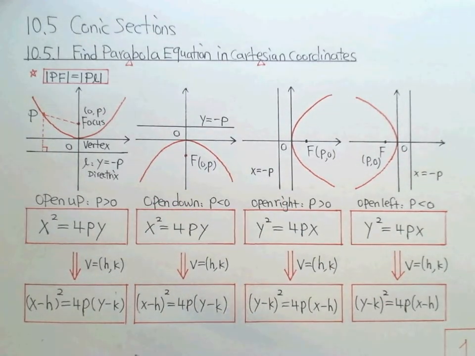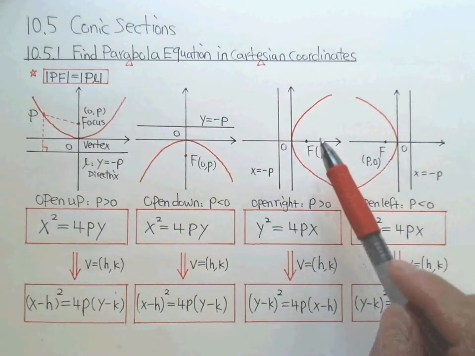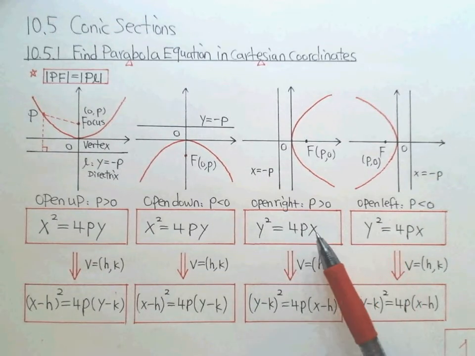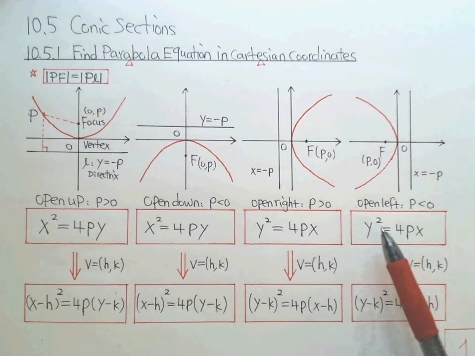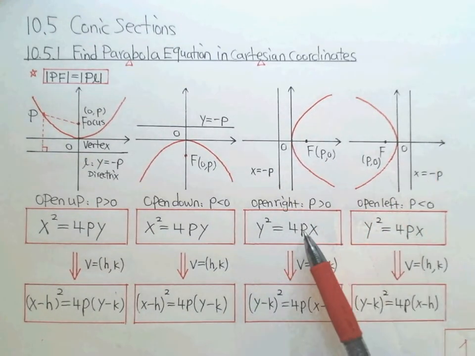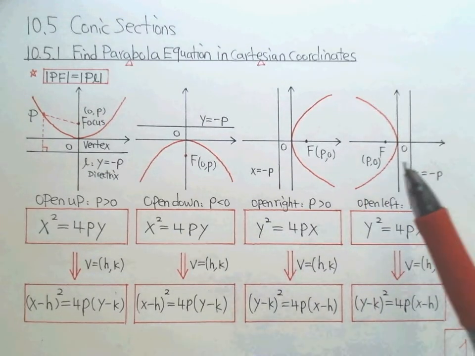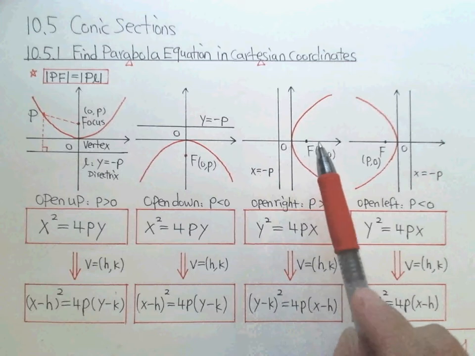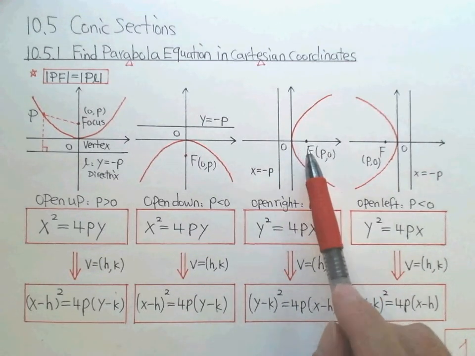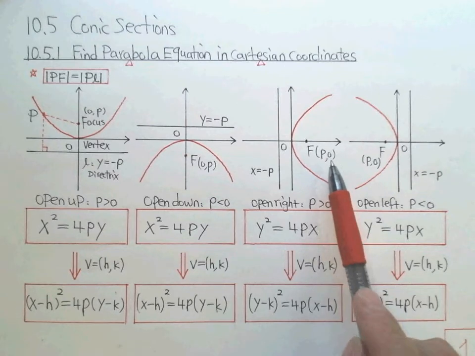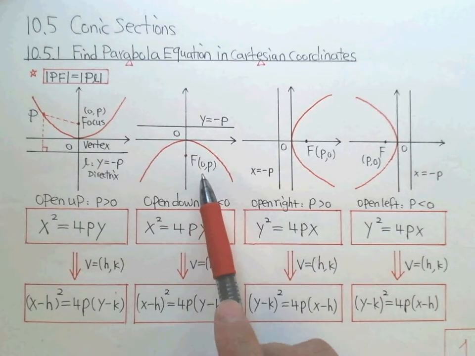Another two types are open right and open left. Here the standard equations are the same: if the vertex is at the origin, they have exactly the same form, and if we shift the center to (h, k), they also have exactly the same form. These two types are the same. Let me mention one thing: the focus, of course, is on the x-axis. This time p is the x coordinate and y is 0. Of course it's different from the first two types.